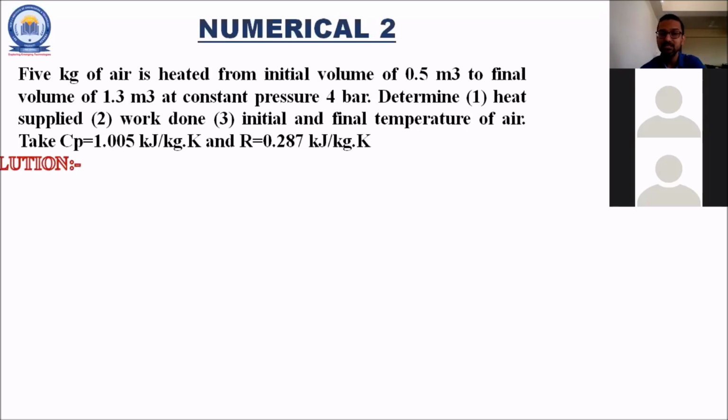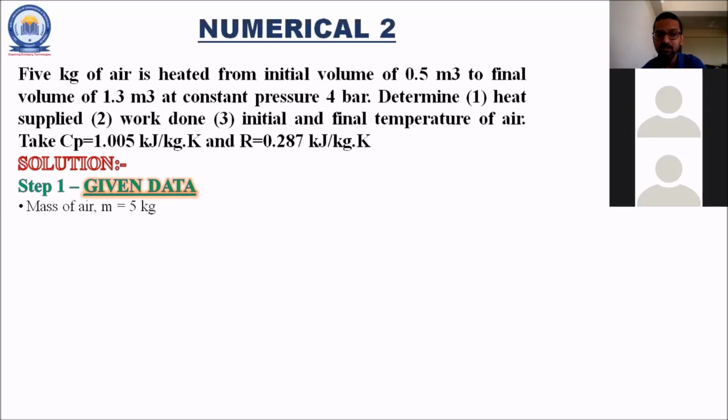So let us start with the solution. Now I hope you are perfectly clear about the presentation method, so I will be proceeding at a somewhat faster rate. You need to just mention all these points. So step number 1, that is given data. First, we are given the mass of the air, so small m is equal to 5 kg. Then we are given the initial volume of the air, that is V1 is equal to 0.5 meter cube.